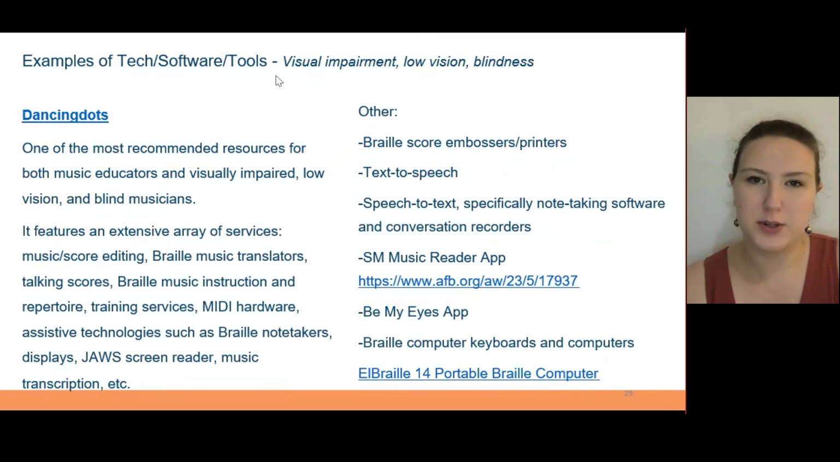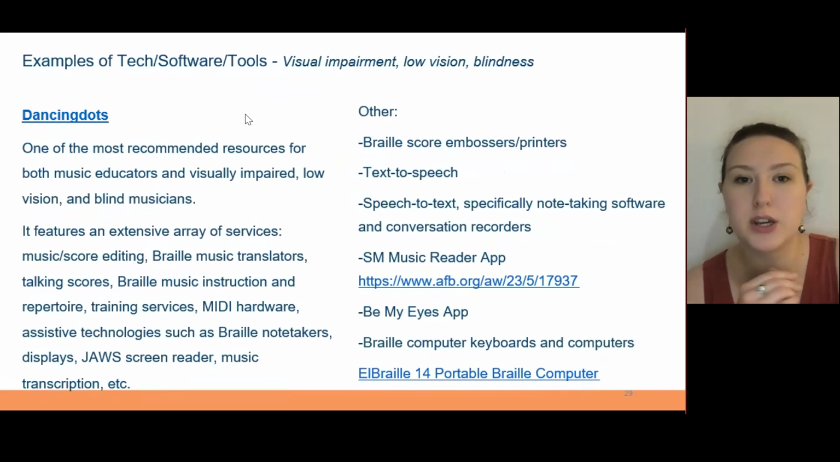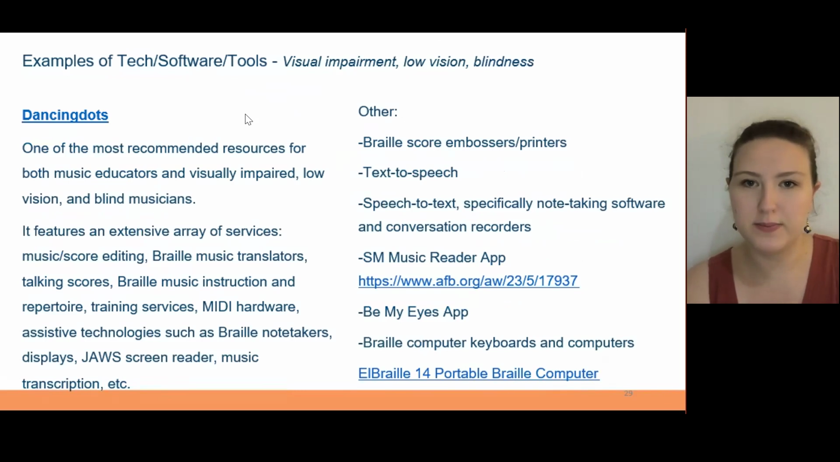Examples of software and tools for visual impairment, low vision, and blindness. Dancing Dots is one of the most recommended resources both for music educators as well as for visually impaired, low vision, and blind musicians. Others also Braille score embossers, text-to-speech, speech-to-text, and Be My Eyes app, etc.